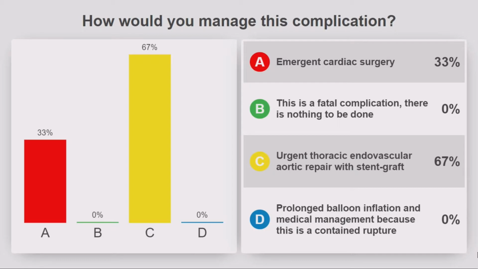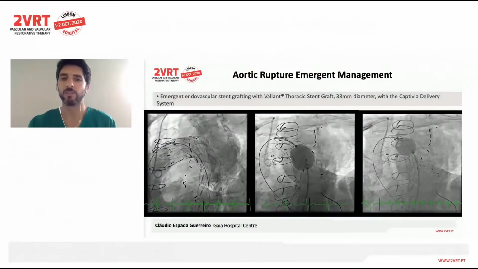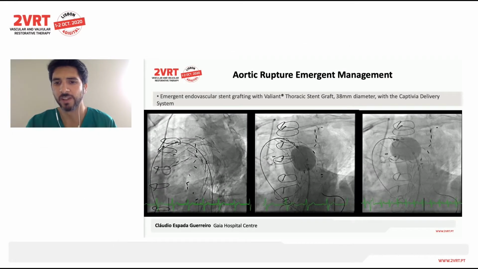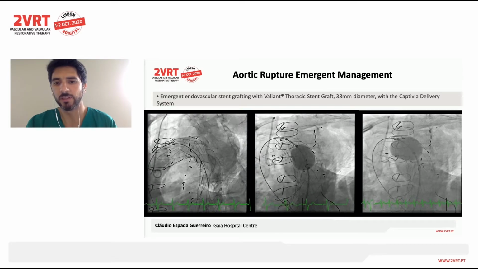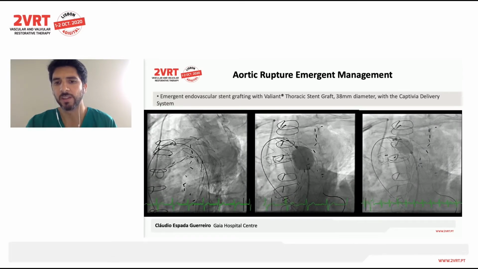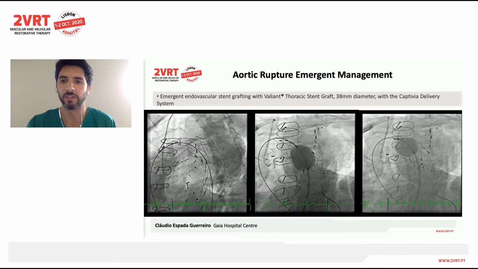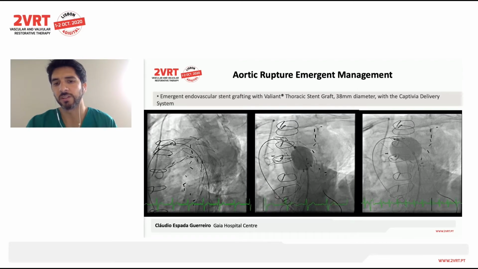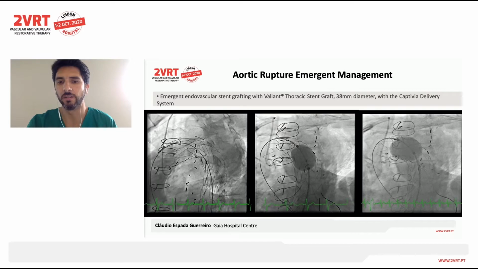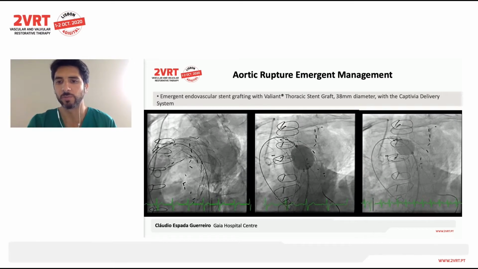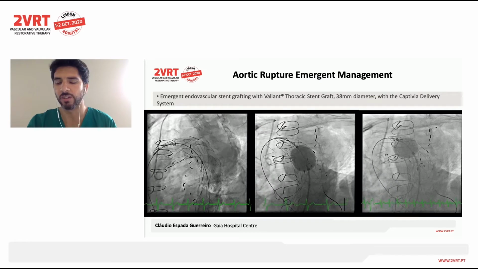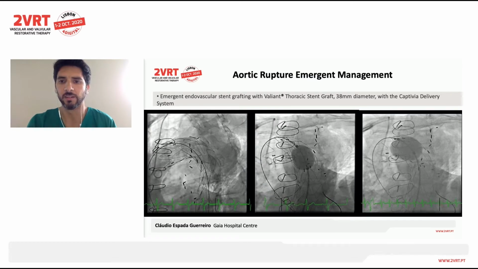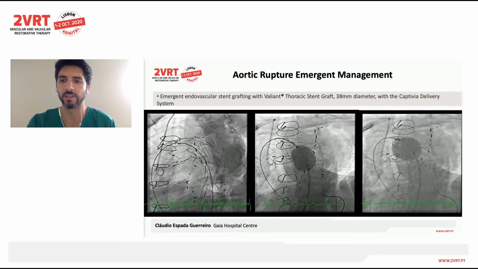Effectively, we advanced with that strategy. So we deployed the Valiant thoracic stent graft of 38 millimeters, and after the deployment, we thought that there was under expansion in the proximal segment of the stent graft, and also we believed that there was not a total cover of the aortic rupture. So we performed a post dilatation with a compliant balloon that accompanies this stent graft.